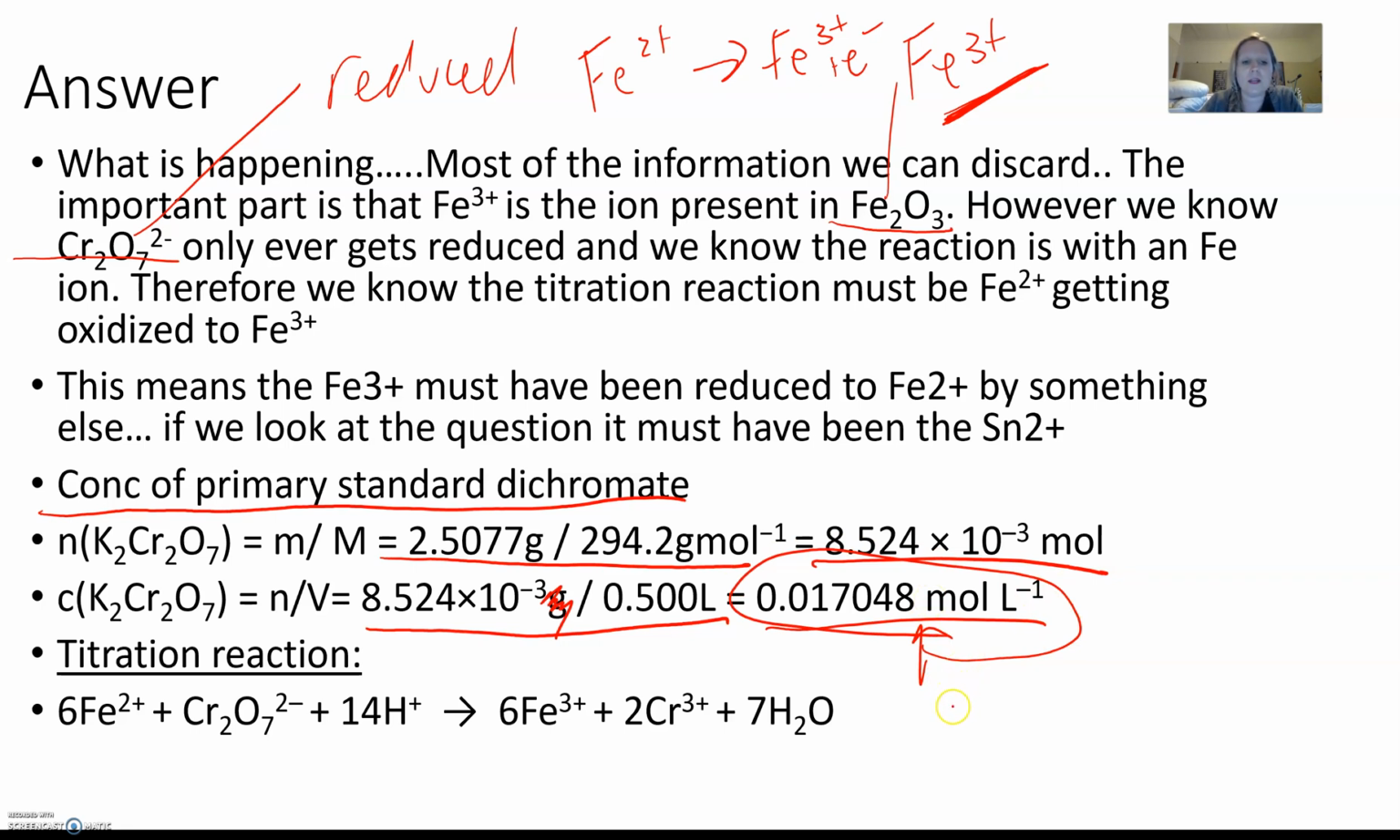And then just to make sure we're clear, this is actually the titration we're worried about. Dichromate gets reduced to Cr3+, and Fe2+ gets oxidized to Fe3+. Now, I've not bothered doing the half equations, but please make sure that you can actually get to that full equation. By now, you should be able to. That's no harder than level 2.